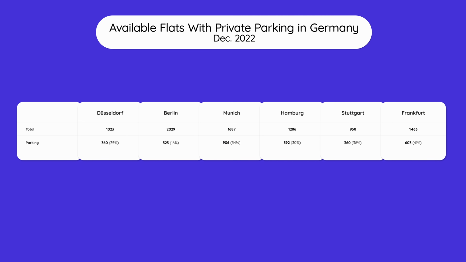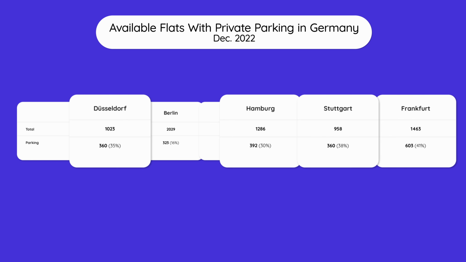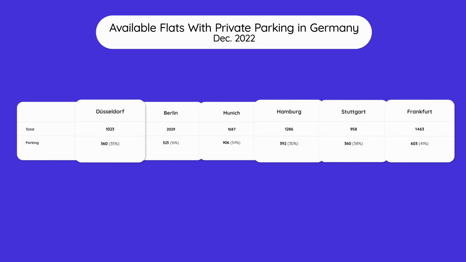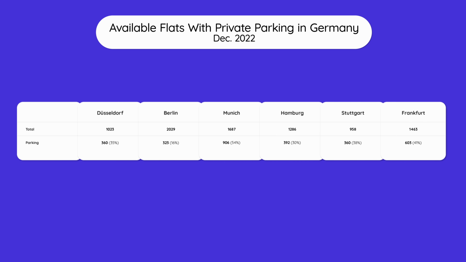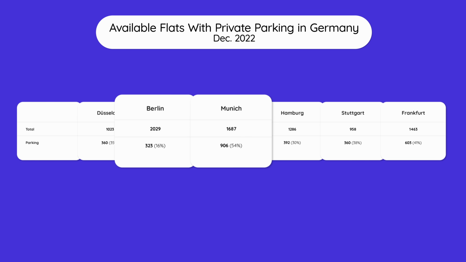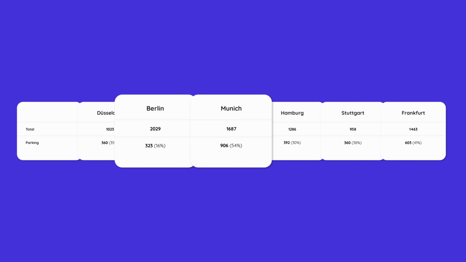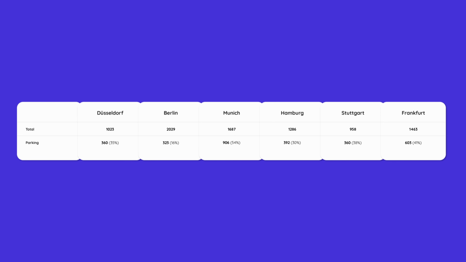Yes. So the table shows that on average, 30 to 40% of the available apartments, if we look at Düsseldorf, Hamburg, Stuttgart, and Frankfurt, also offer a dedicated parking space that usually comes in some form of garage. However, what is really mind-boggling is that in Munich over 50% of all available flats also offer parking. Wow. Whereas in Berlin, only 16% have available parking. Wow. So this shows the availability of public space or the way that houses are being built, because this is just crazy.